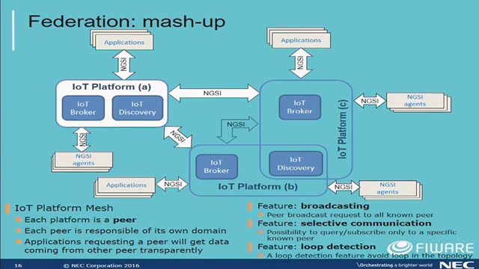And you see inside of the protocol implementation, we have some sub-features for efficiency improvement, broadcasting, selective communication, so that we're not always asking the complete broker world, but only forward the request to a certain part, loop detection for efficiency in other areas here.